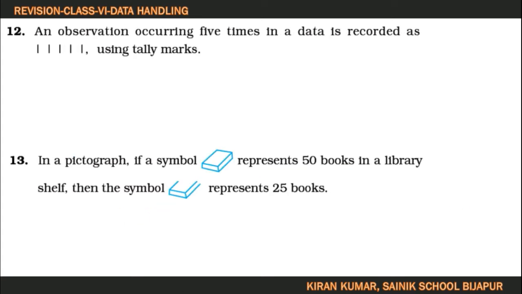Statement number 12. An observation occurring 5 times in the data is recorded as one repeated 5 times using tally marks. This is a false statement because I have told earlier that whenever 5 is there, we represent 4 vertical lines and 1 crossed line. 13th one, in a pictograph, if a symbol represents 50 books in a library shelf, then half the symbol represents 25 books. Here it's half of the given figure, so this particular statement is a true statement.